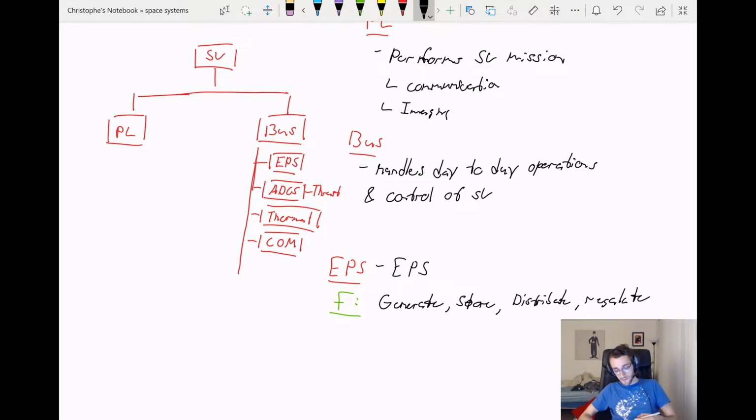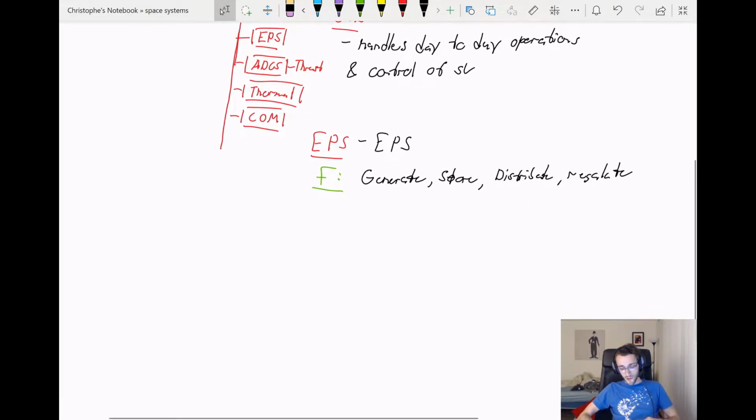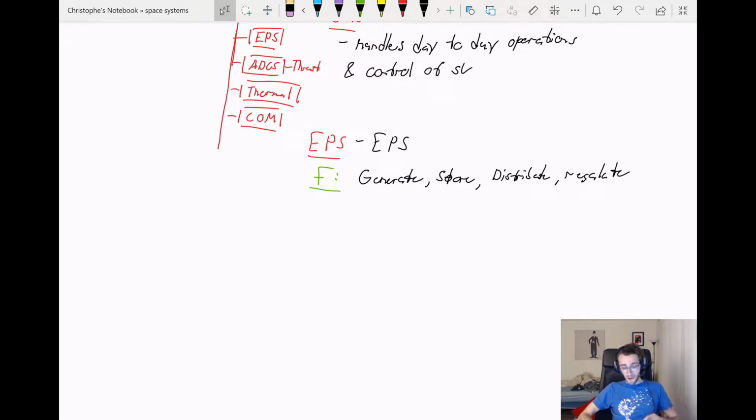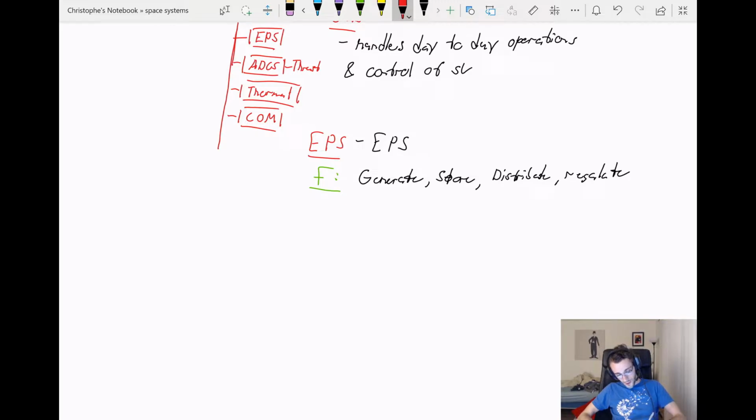Electrical power, that is. Now, you can do this in a bunch of different ways, but we're going to break them down into each of these categories. So we're going to take a look at what kind of components can generate power, what different components are used to store power, distribute, and regulate power. Now, generate by far has the most options available to you as far as space systems are concerned. So let's go to generate.